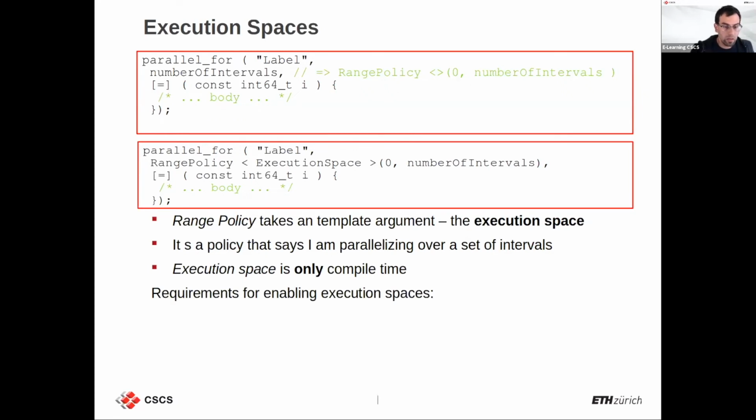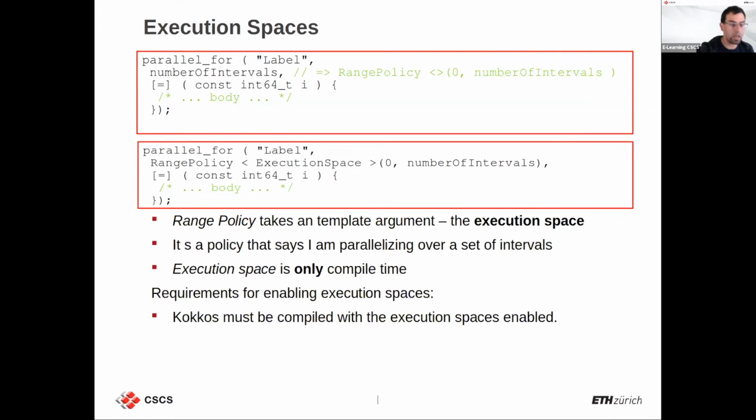The requirements for having this: first of all, it's obvious, but it's not always obvious, you have to compile Kokkos with the execution space enabled. Some of them are enabled by default. For example, Kokkos Serial and Kokkos OpenMP are always enabled. But if you want to run on CUDA, you have to enable it when you compile Kokkos, and that means you also have to link to CUDA. Otherwise, you will not be able to use Kokkos CUDA.